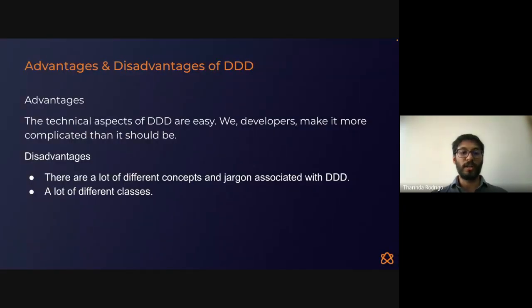When it comes to advantages and disadvantages of DDD, the technical aspects are quite easy to understand. We developers, of course, make it more complicated because we are technical people. That's what we do. And when it comes to disadvantages, it's actually a lot of jargon, technical concepts. There are a lot of concepts and a lot of classes to deal with, because as you see, we create a class even for a state. So it's quite difficult to grasp everything.